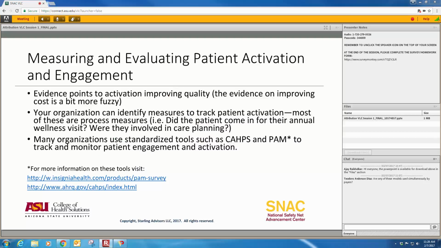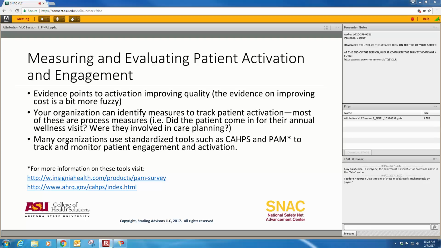I'm going to get back now to patient activation. So in measuring and evaluating patient activation and engagement, evidence strongly points to activation improving quality. The evidence there on cost is a little fuzzier, but it still demonstrates some, and we believe that the impact on quality will ultimately resolve in a savings in cost.